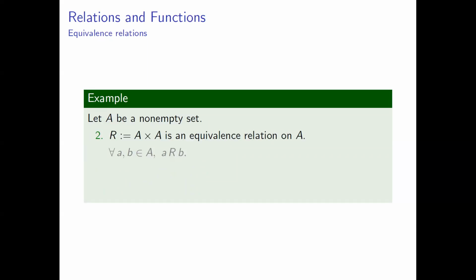Consider the relation A cross A on a non-empty set A. It can be shown that this is an equivalence relation on A. Since every element small a is related to every other element of the set A, the equivalence class of small a is the entire set A. Hence, A modulo R contains only the set A.